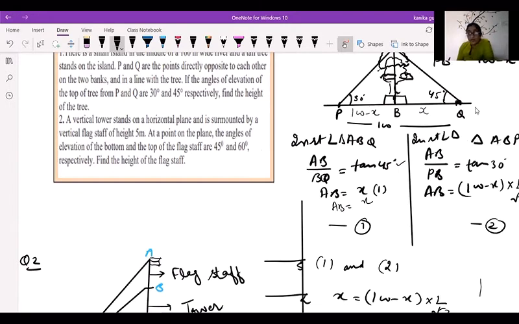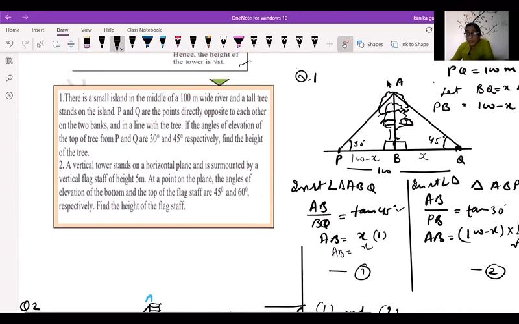Now in right angle triangle ABP, sorry, we have to take this right angle triangle. So AB upon BP, perpendicular upon base, that is equal to tangent of 30 degree. So AB upon PB, that is 100 minus x, tangent 30, its value is 1 by under root 3. Here AB is equal to 100 minus x over under root 3.